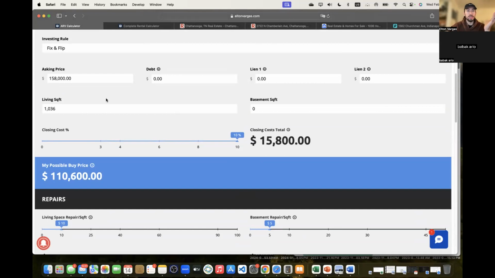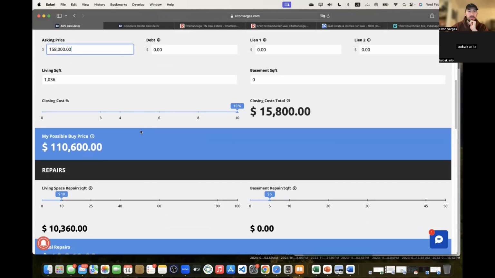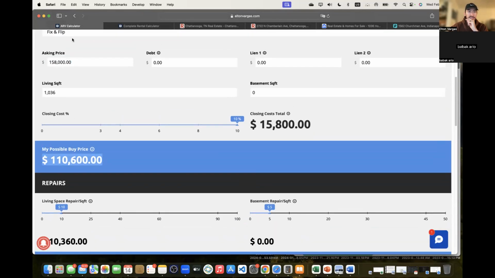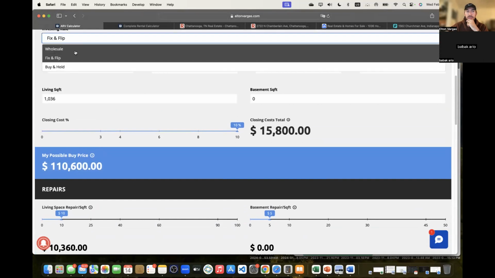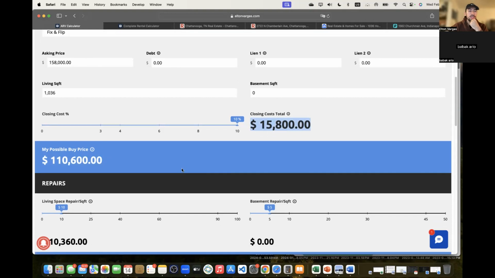So again, putting yourself as if you're the buyer, the property selling for 158. You're going to be paying the closing costs so that we can negotiate on the price, of course, in the first offer. If you're trying to fix and flip this property, or if you're trying to wholesale, it's going to give you the wholesale price, by the way, just so you know. But again, I like to put myself as if I'm the actual end buyer. So my first possible offer will be anything less than $110,000. That's why I will pay the closing costs as an incentive.